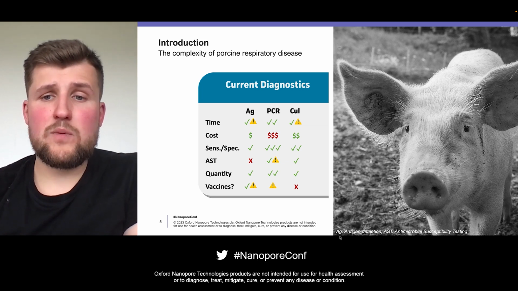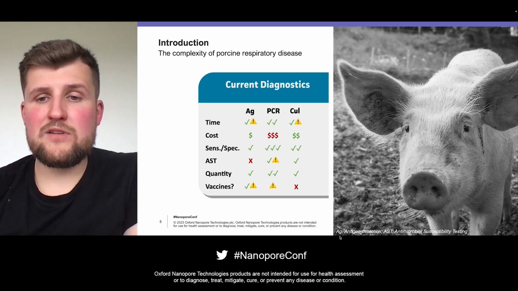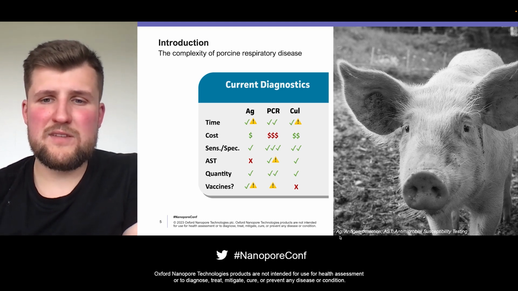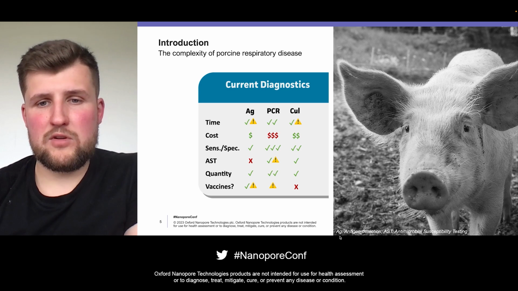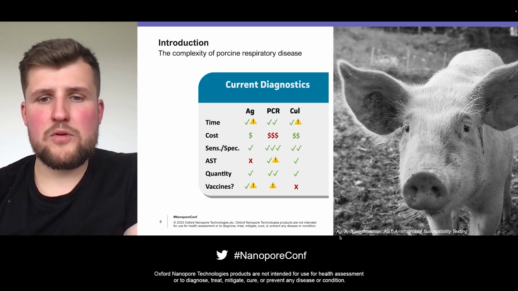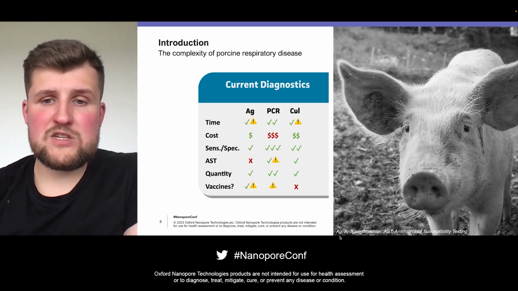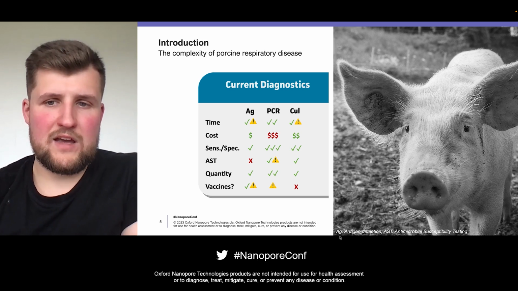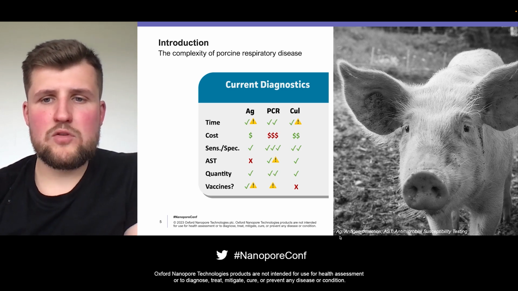PCR tests are actually the quickest tests that are available to date, however they are also the most expensive. They have the highest sensitivity and specificity. We can do some antibiotic susceptibility testing, however this really depends on which bacteria you're looking at. We have some quantification possibilities since there's qPCRs, and there's some assays available for vaccine detection, but they are not that good actually.